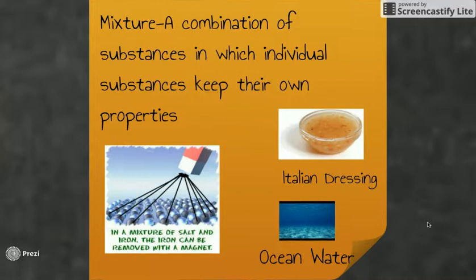A mixture is a combination of substances in which individual substances keep their own properties. This means that these substances can be physically separated without any type of chemical change. Examples of mixtures are Italian dressing and ocean water.